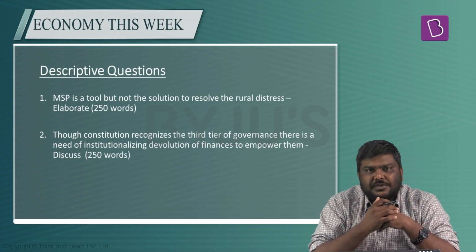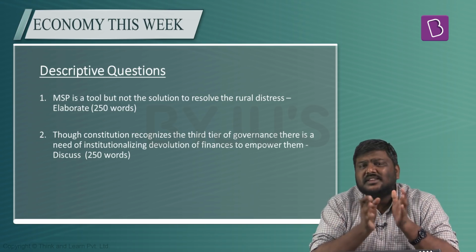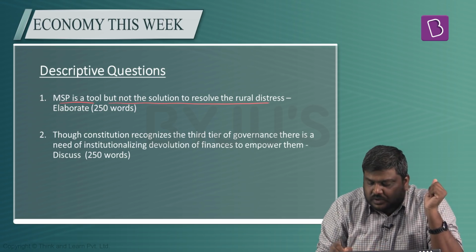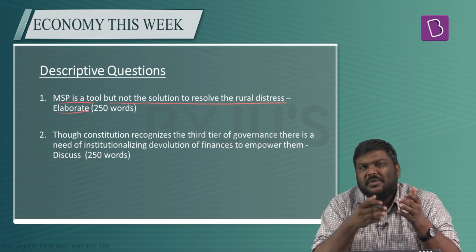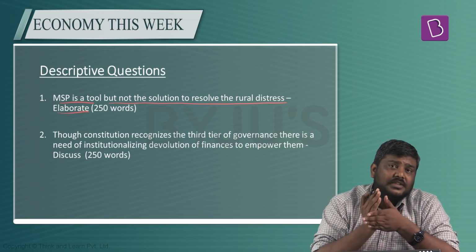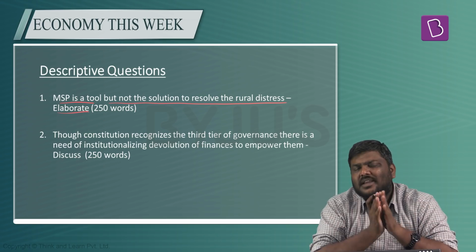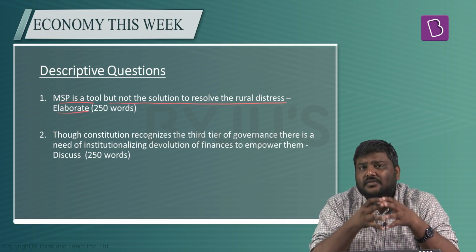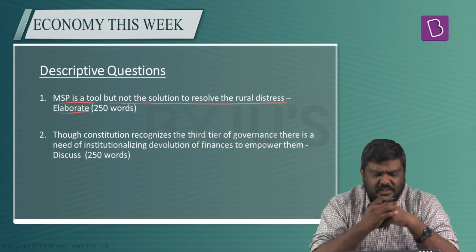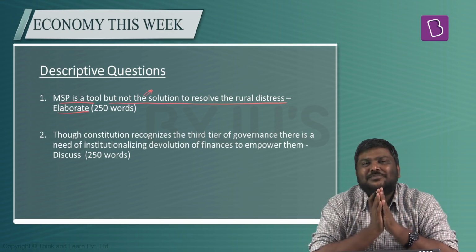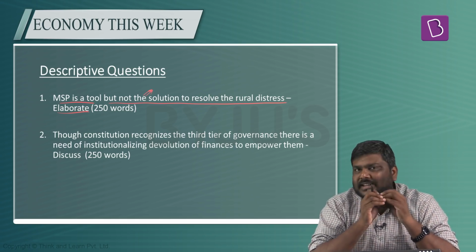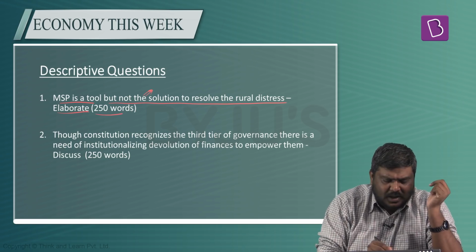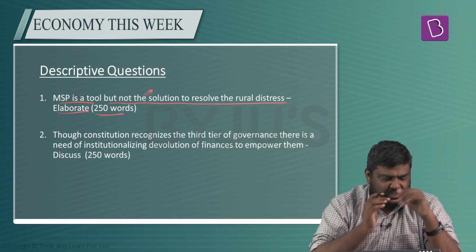And finally, descriptive questions. For your practice, I've given two descriptive questions and these are completely based on current affairs. One is, MSP is a tool but not the solution to resolve the rural distress. Elaborate. Keeping in mind the farmer distress or agriculture distress as well as the farmer protests which have been happening in the last couple of months, and very recently in the month of October itself, the UPSC may start focusing on this particular question. So just have a look at this question and try to answer. Remember this, the descriptive questions in UPSC mains will either be asked for 150 words, 200 words or 250 words. I'm assuming a larger ceiling here, 250 words. So have a practice with respect to this question.